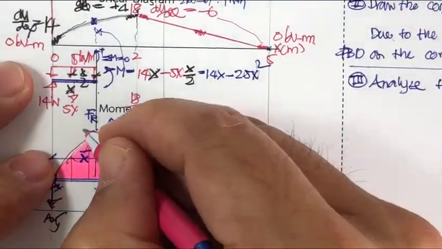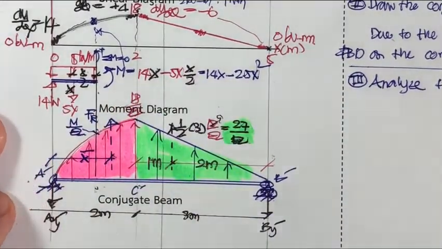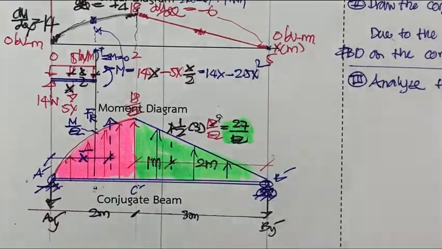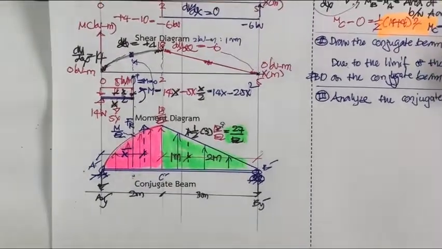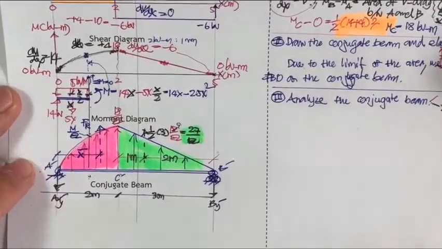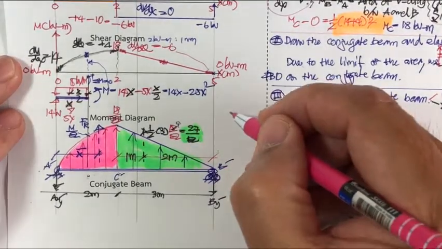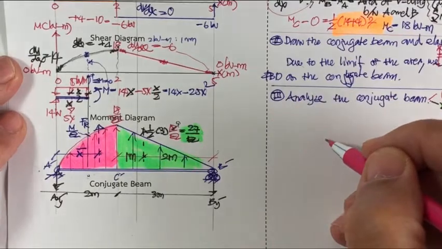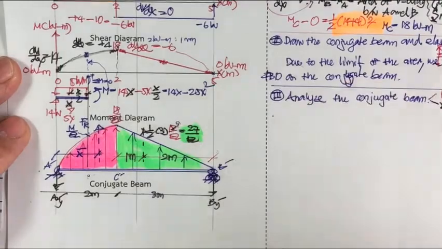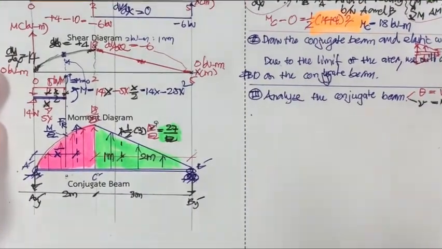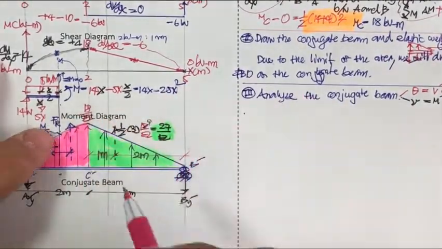And over here you have M over EI. Then you can determine the F sub R by integrating this equation. Let me move a little bit more like this. We try to determine F sub R. Let me try to make a little bit of area here. We're looking for the F sub R.